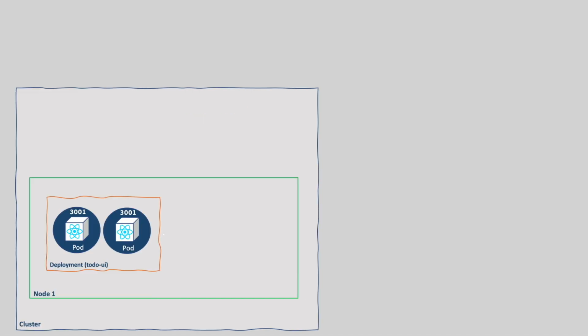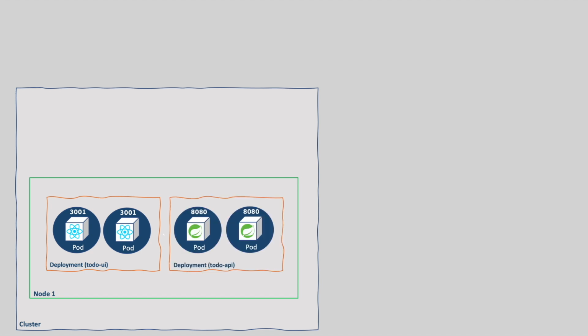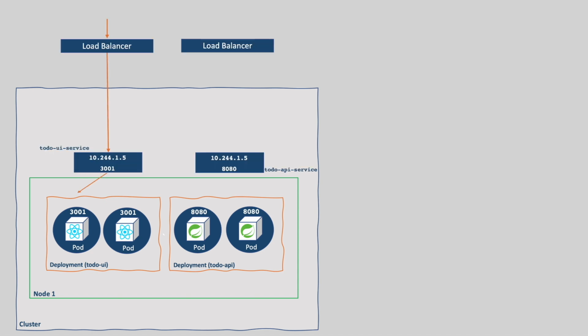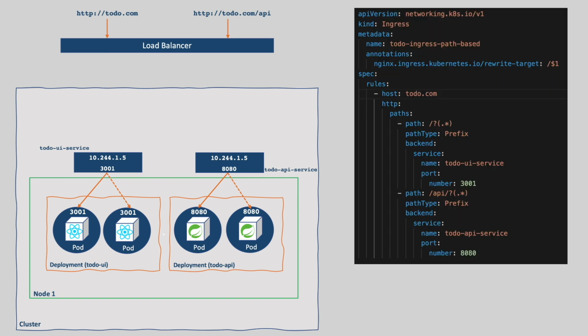Let's say we have two applications running. One is a simple to-do application developed with React.js and the other one is a to-do API built with Spring Boot. When we expose these two applications with the load balancer service type, two load balancers are created in the cloud and we need to pay for these two load balancers. So what if there is a way to have only one load balancer for all the requests and route it to different services based on the host or path? That's where Ingress comes into the picture.